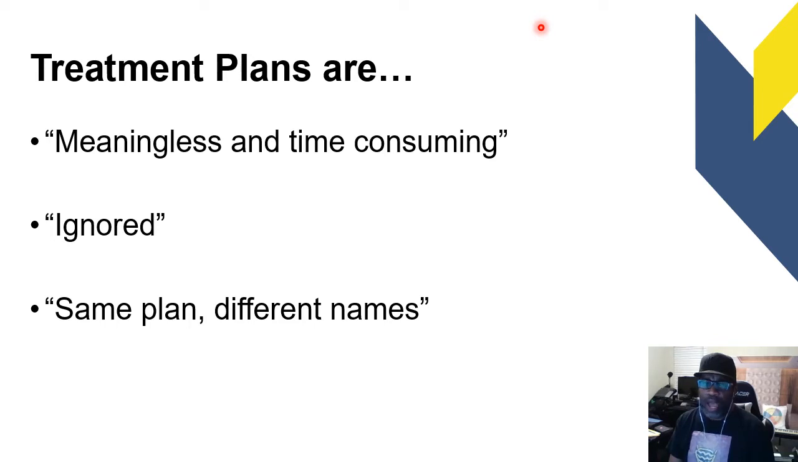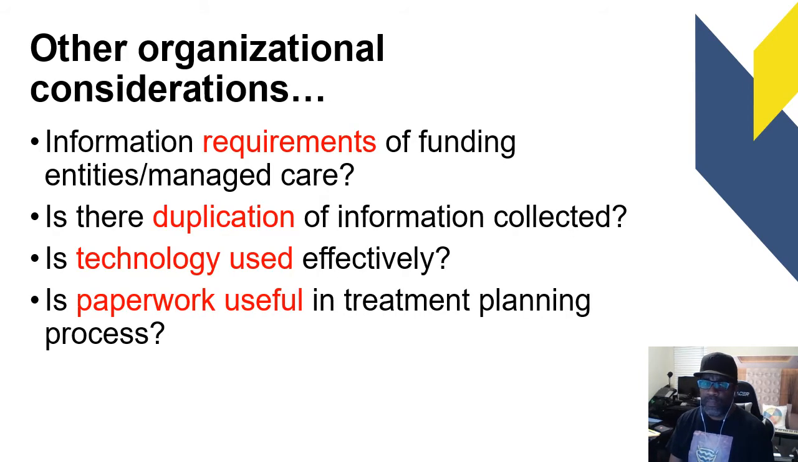An outpatient patient might review their goals one to two times during their entire treatment involvement, whereas a continuing care patient may review and edit their goals dozens of times over the course of a year or two. Other organizational considerations: information requirements of funding entities and managed care. Is there a duplication of information collected? Is technology used effectively? Is paperwork useful in the treatment planning process?